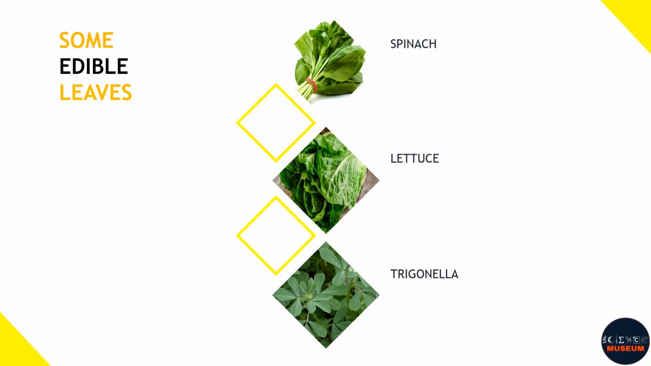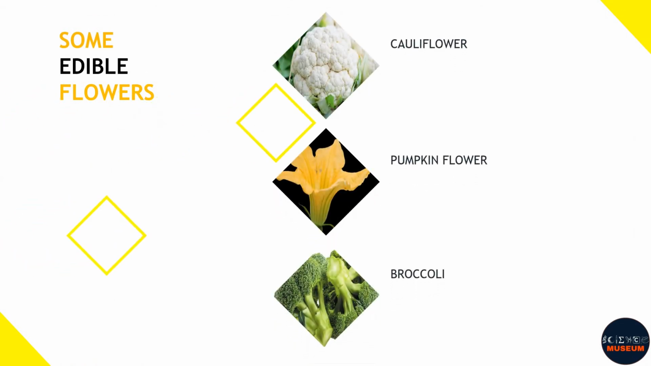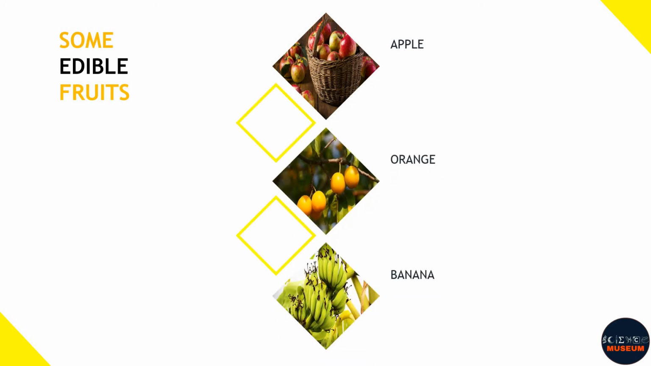And students, there are some leaves as well that we eat as food. For example, spinach, lettuce and fenugreek. Dear students, there are some flowers as well which are used as food items in different dishes. For example, cauliflower, pumpkin flower and broccoli. Fruits are an important food item that we get from plants. They have lots of vitamins and minerals that we need in our body for maintenance and growth.